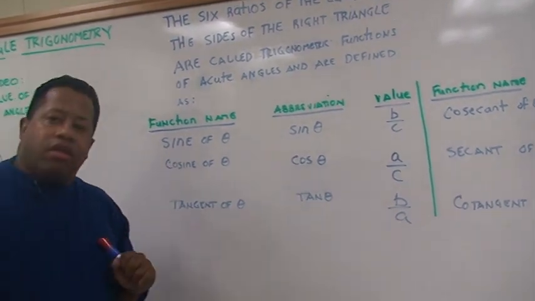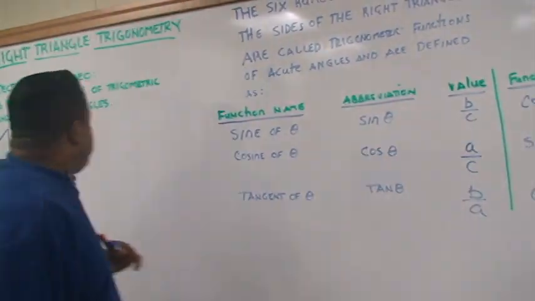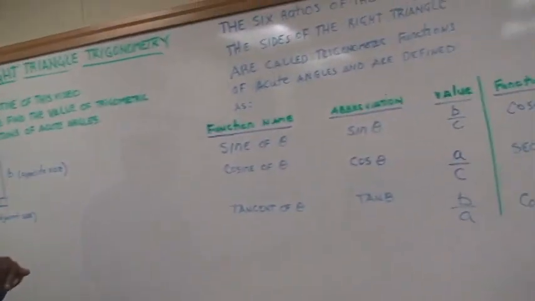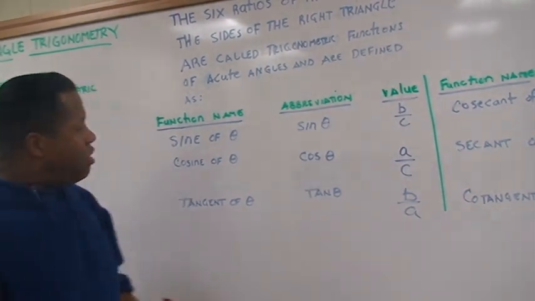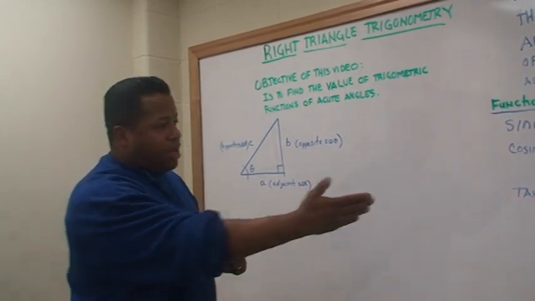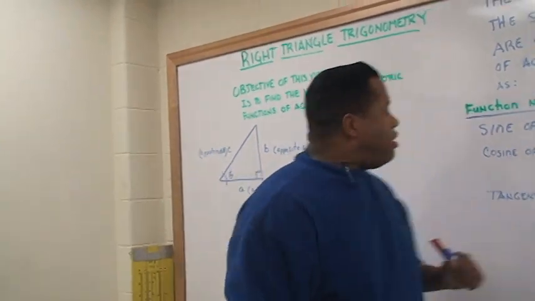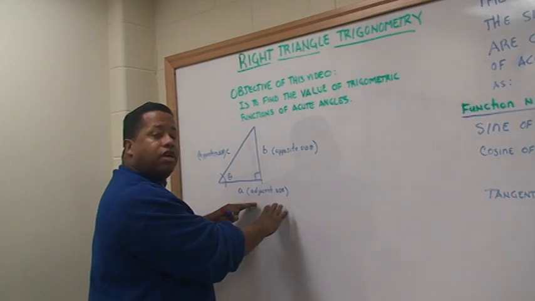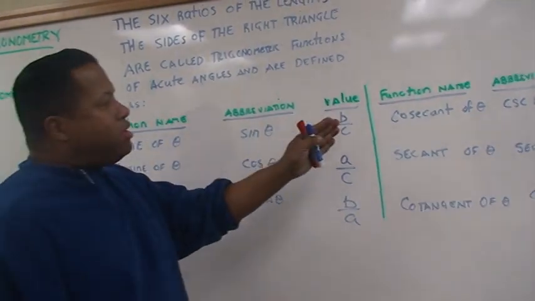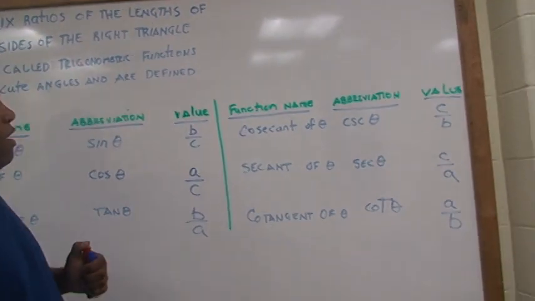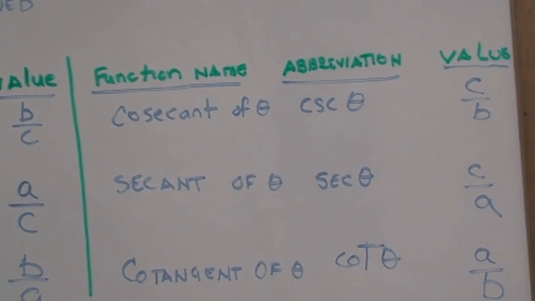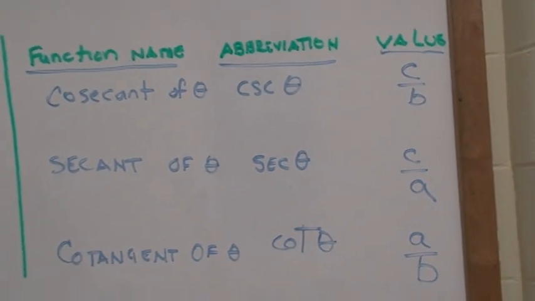For cosine theta, it's the A side, which is the adjacent side, over the hypotenuse, represented by that ratio. Also, tangent theta, or tan theta, is represented by the opposite side over the adjacent side of the triangle. Now, as we look at these other function names here, these are considered reciprocal identities, and we'll get into the explanation of those as well.